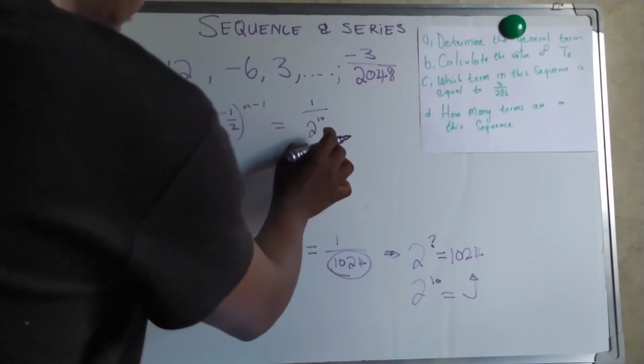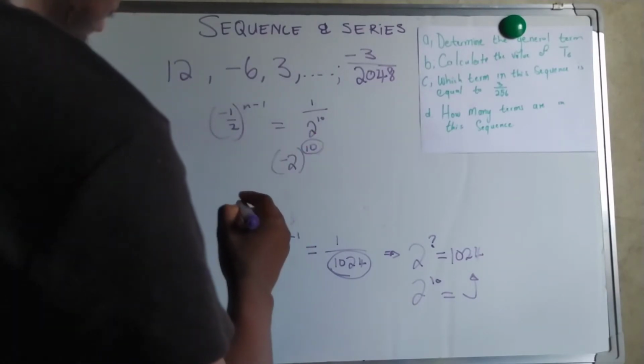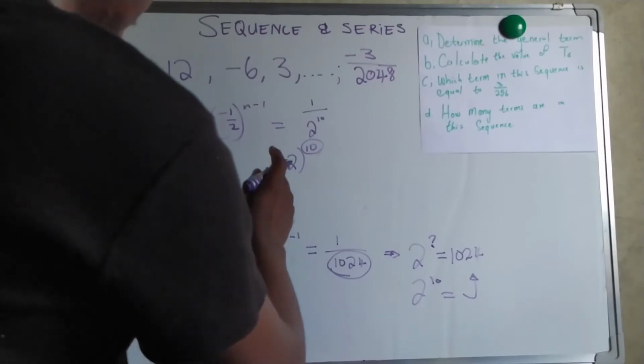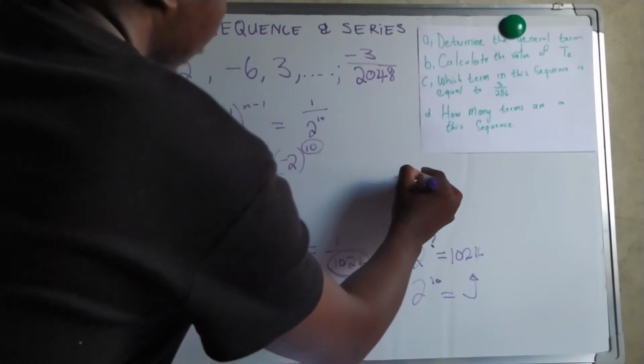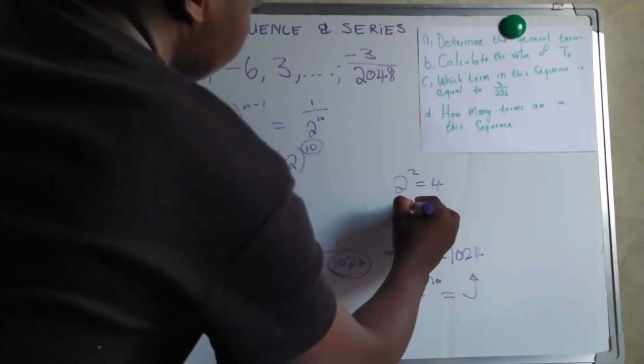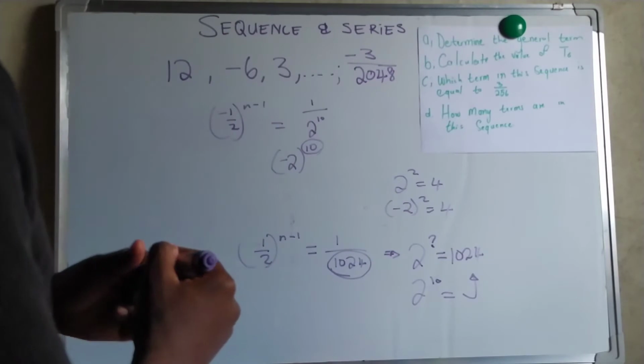Why is this the same? It's the same because we have an even number as an exponent. So whenever you have an even number, you know that the negative will be removed. For example, 2 squared is equal to 4. Negative 2 squared is also equal to 4. So we use the same reasoning here.